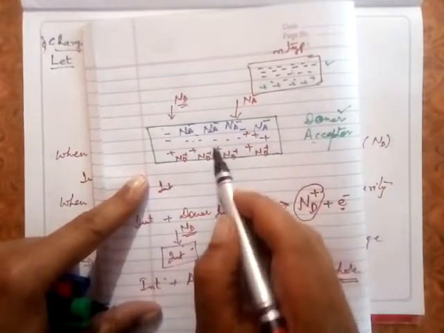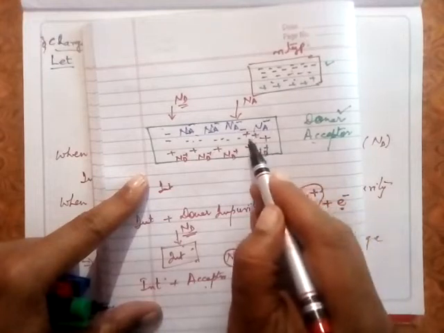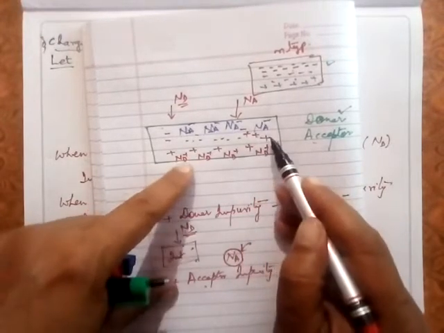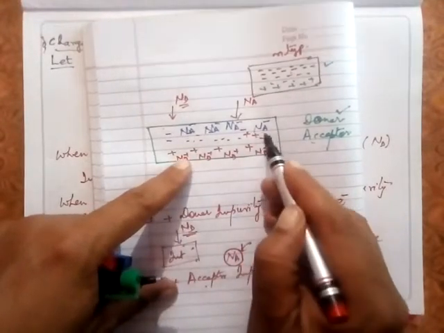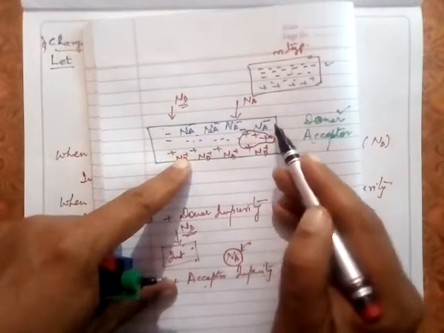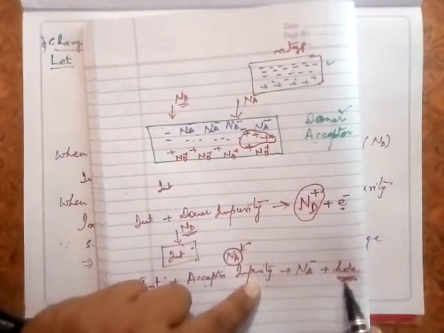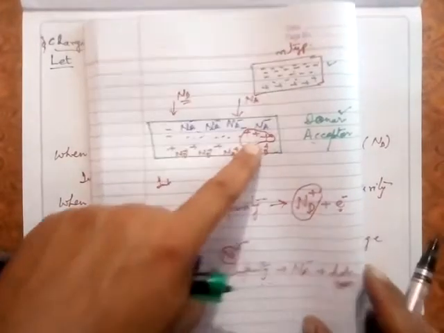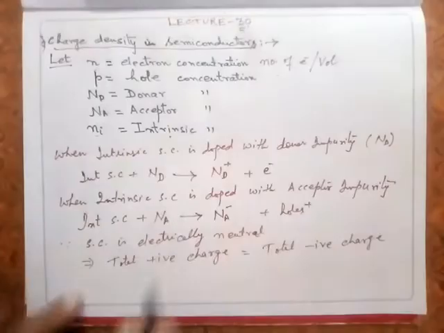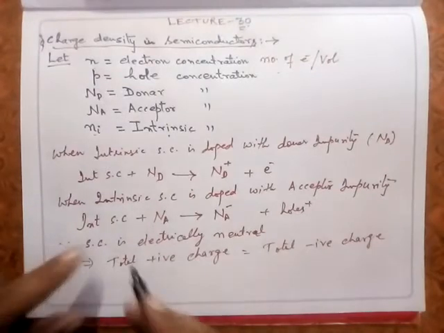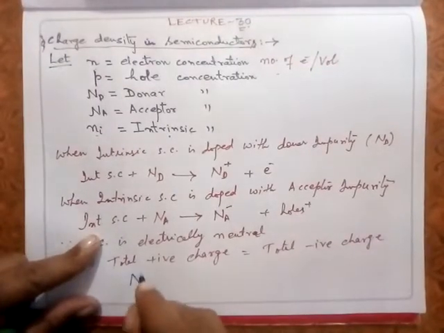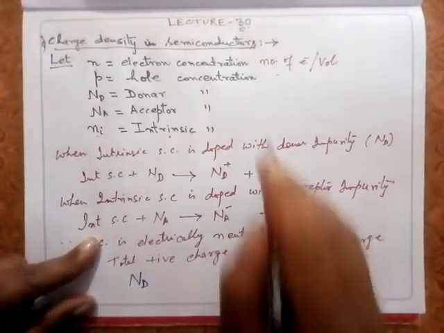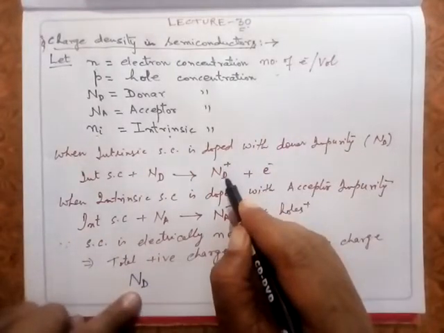So if you see, these are the holes and electrons, positive charges. So total positive charges are Nd plus P. These are the holes, whether intrinsic or released by this acceptor impurity. Positive, and this positive charge here, Nd. So total positive charge is Nd plus P. How many positive charges will be there? It is equal to the donor concentration.